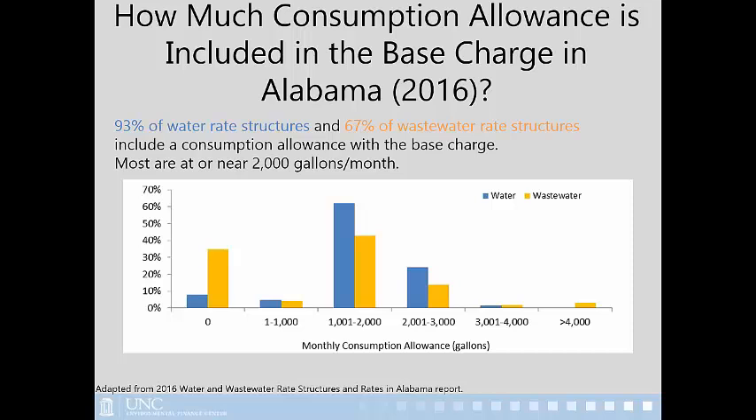By and large, though, utilities in Alabama are including consumption allowance. 93% of water rate structures in Alabama have a consumption allowance, and 2/3 of the wastewater do. And most of those consumption allowances are around 2,000 gallons a month. So that's a very common practice.